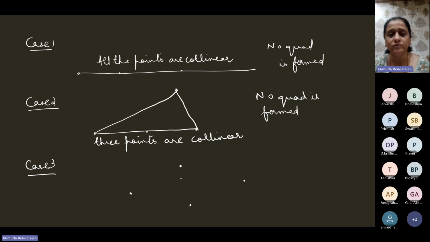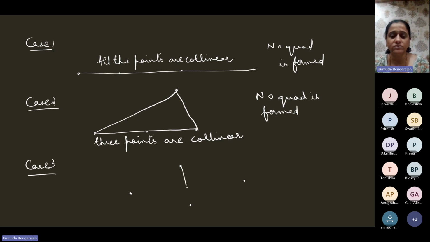Only when the arrangement of the four points is like this, a quadrilateral is formed. No three points must be collinear. So in this arrangement, you can see that no three points are collinear. Then a quadrilateral is formed because we have four points and no three points are collinear.